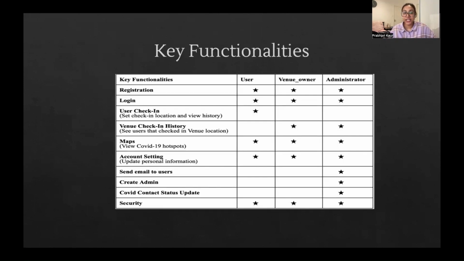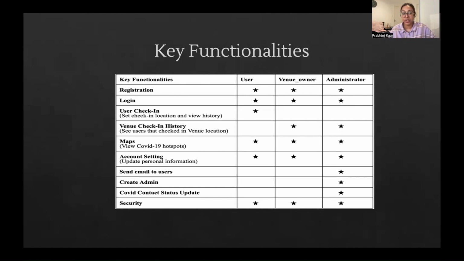The key functionalities of our application are that all the users must be successfully and securely able to log in and register into their accounts. Users can check into locations and see their history, while no one else can access or modify these check-ins for a particular user. Venue owners and administrators can see the user histories but cannot modify them. Maps are visible to all the users so that they can see highly prone areas, and account settings can be changed by all the users in order to update their personal information.